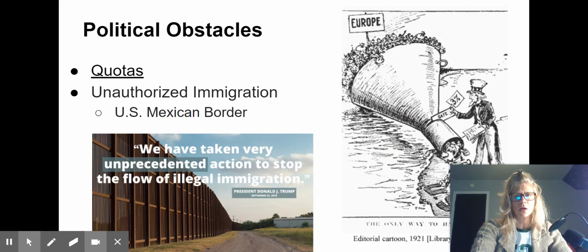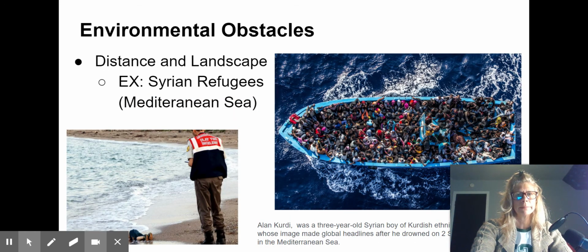All right, and then political obstacles are going to mostly point to things like quota. Remember, quota is where a country has a limit of how many immigrants they will take a year. And then you also have borders and unauthorized immigration, and I have a picture there, an example of the US-Mexican border. And then the last is going to be environmental obstacles. These are going to be mostly based on distance and landscape. So things like deserts, mountain ranges, and even seas can be an obstacle for people migrating.